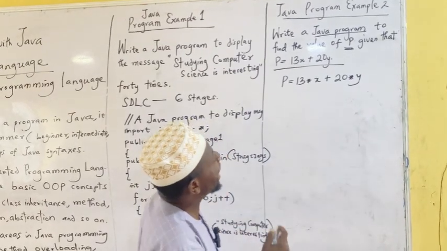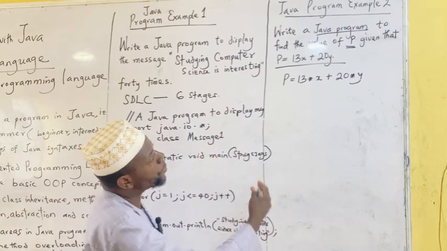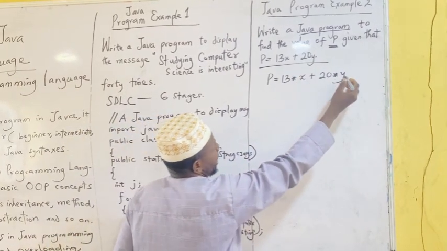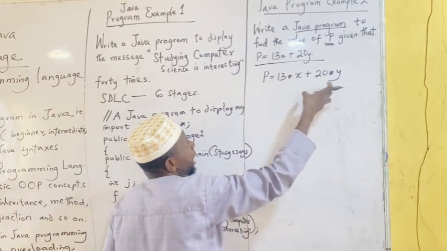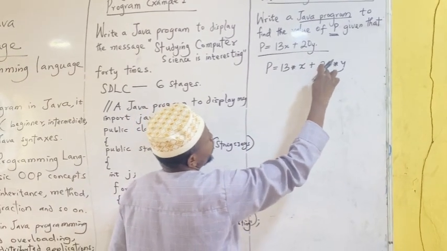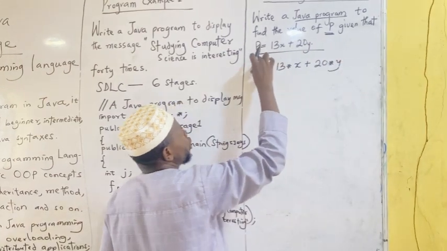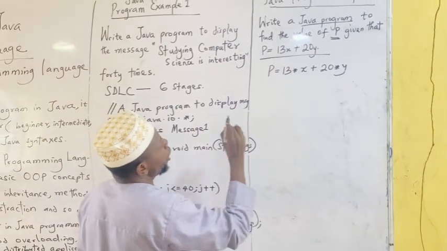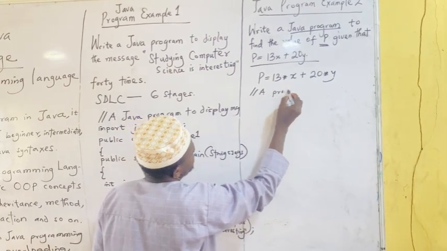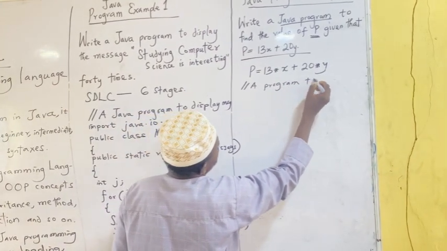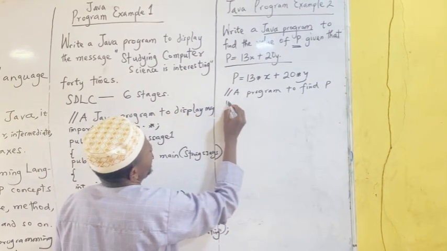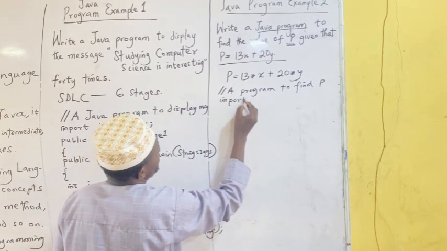By this, it means we're going to write a program in such a way that it will allow the user to supply the values of X and Y, substitute them here, and then compute 30 multiplied by X plus 20 multiplied by Y and store the whole result in P. As a young programmer, you can start with comments. A program to find P.